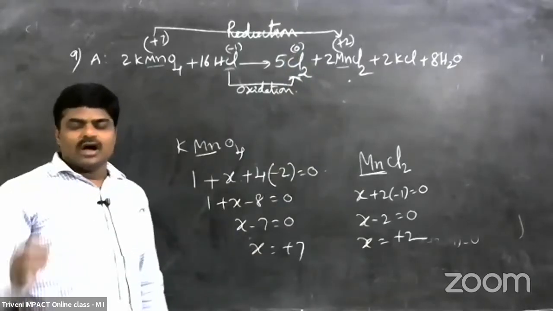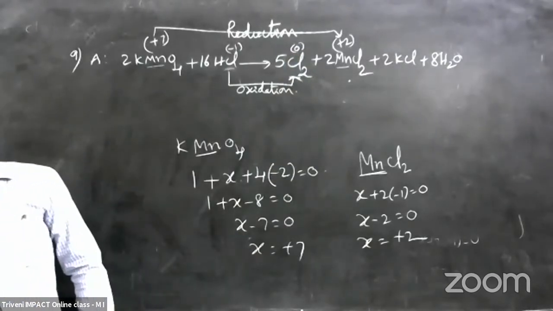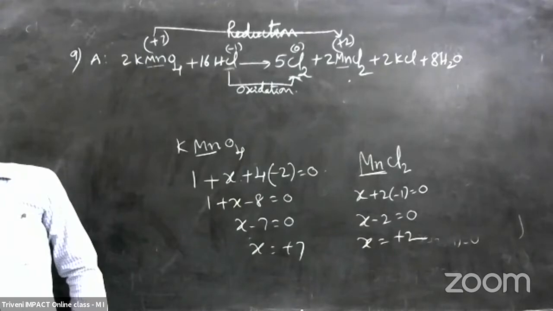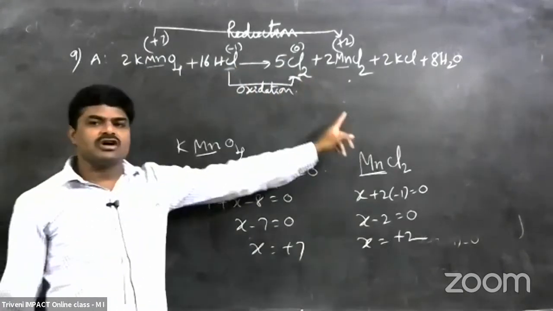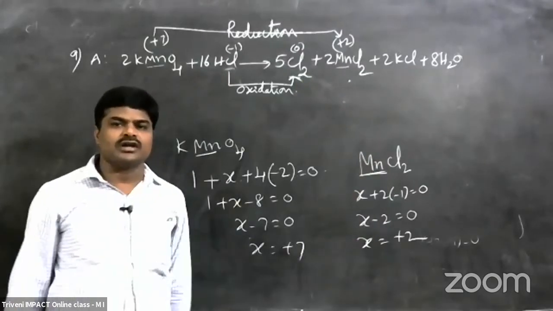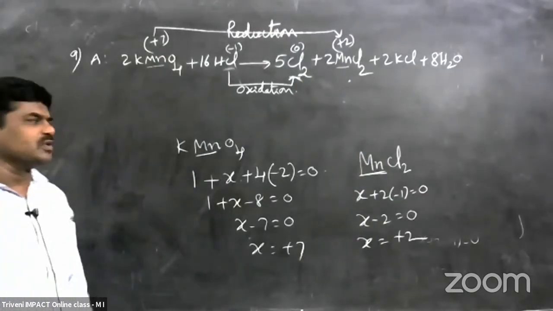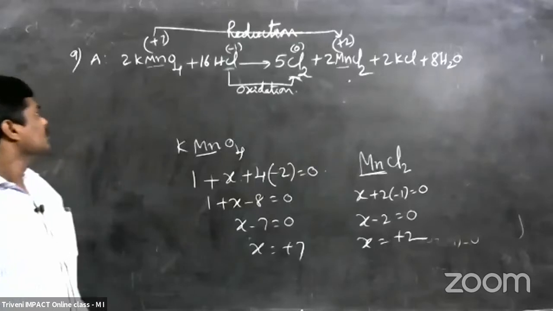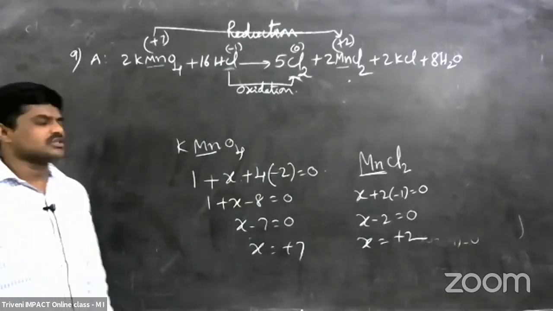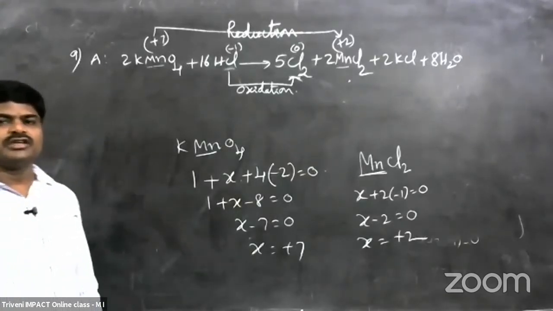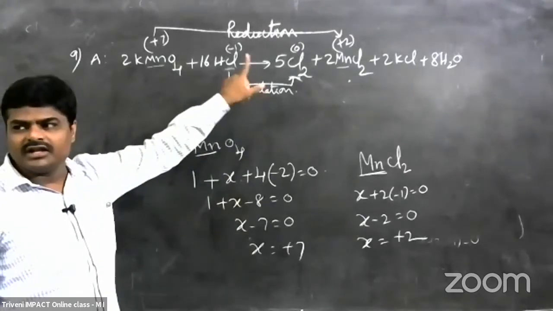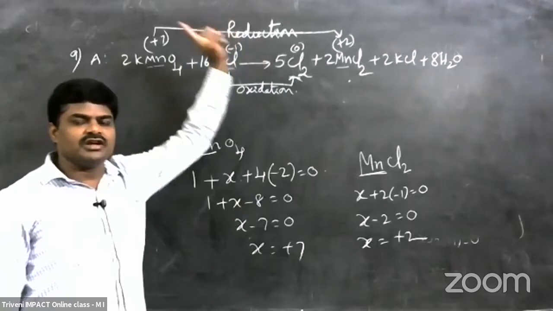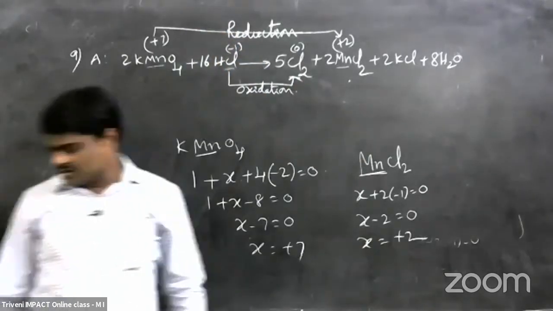Assertion is true. All of you see the reason. What is the reason? A reaction in which oxidation and reduction take place simultaneously is called a redox reaction. So the reason is also correct. Both are correct, and the reason is the correct explanation. Option 1. So ninth question, answer 1. Why is it called a redox reaction? It contains both oxidation and reduction. That's why it is a redox reaction.